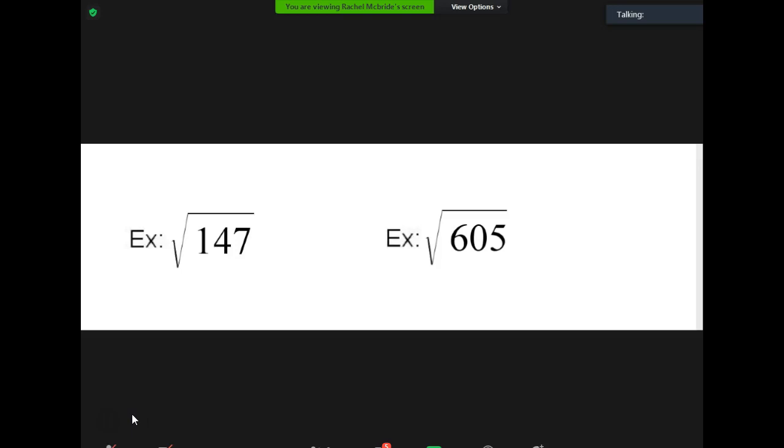Remember, I want no decimals. No answer should have decimals. All of your answers should either be a whole number or a whole number and a square root multiplied together.